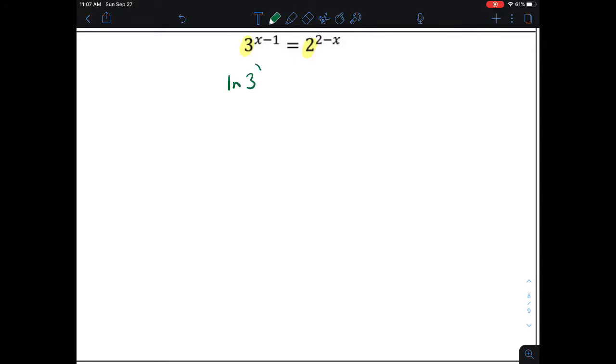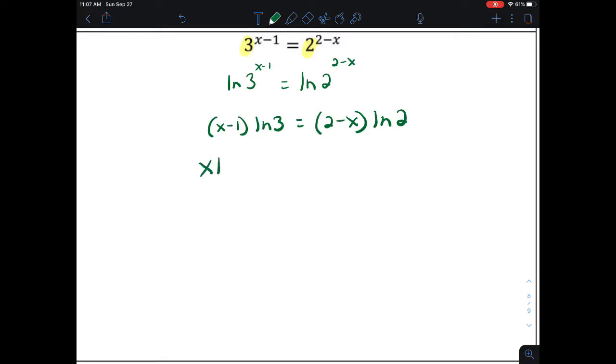So I'd have the ln of 3 to the x minus 1 power is equal to the natural log of 2 to the 2 minus x power. Properties of logarithms tell me that I can take the exponents inside of the log and make them coefficients. So the left side becomes x minus 1 times the ln of 3. The right side becomes 2 minus x times the natural log of 2. Now, to solve for x, I've got to get my x's isolated on the same side. The only way I can really do that right now is to distribute the ln of 3.